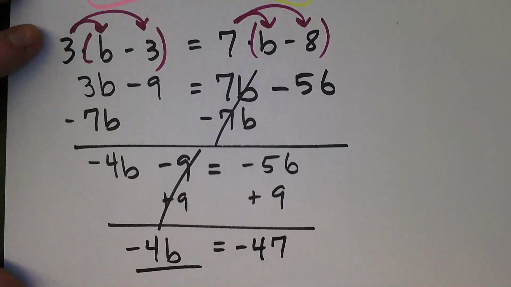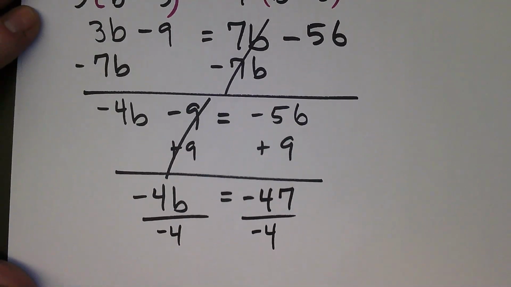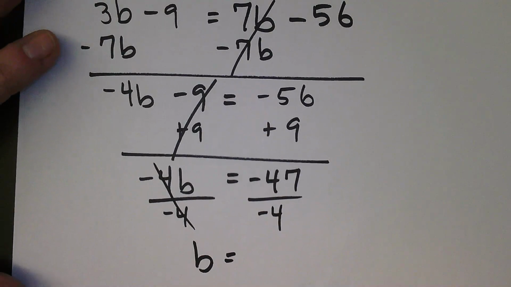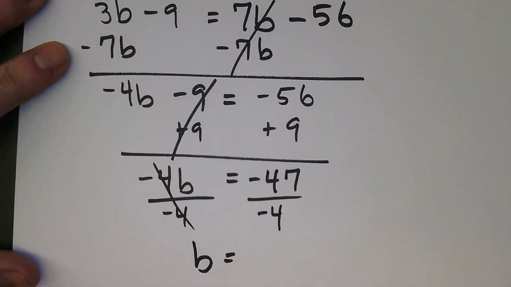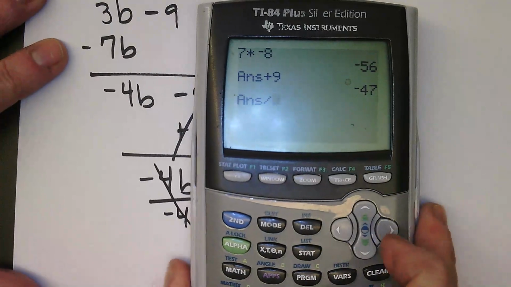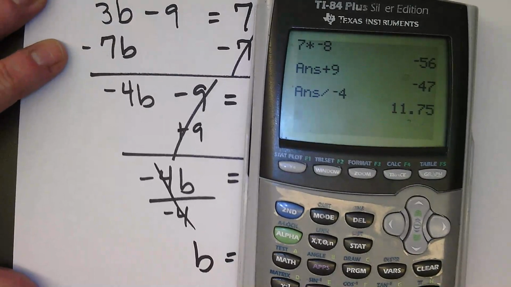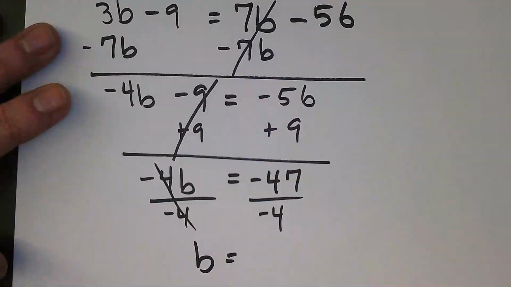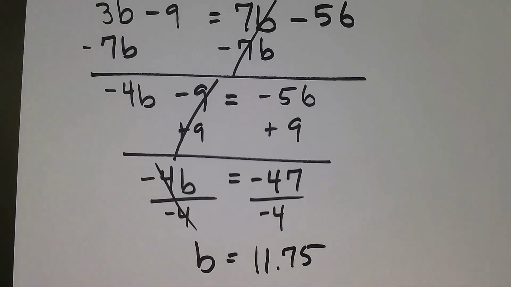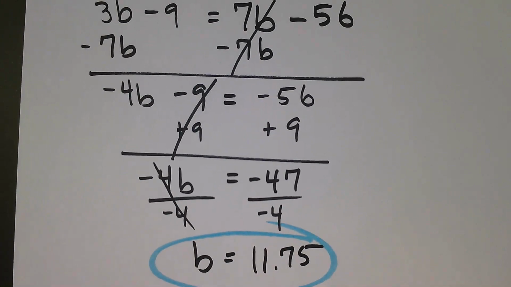And then I'm going to divide everything by negative 4. That's going to cancel. That's what I wanted. I'm going to get b equals. I don't think this is going to go in there evenly. In fact, I know it's not because that's an odd number. So I'm going to take my negative 47 and divide that by negative 4, and it's going to give me 11.75. So that is my final answer. That is the value that I could substitute into the original in order to make it true.